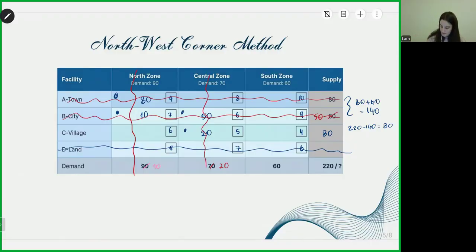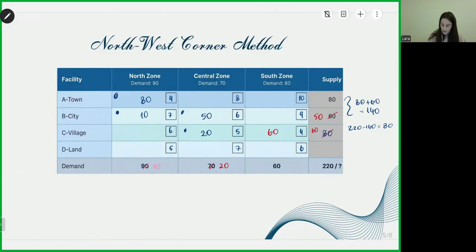Okay, and then I'm going to cross this one out. I have 60 over that I can supply, and that's going to go to the only cell left, the south zone. Okay, so this is how we do the northwest method, but this is not done yet. I have to calculate now the cost, of course. So what is the cost of opening C village with the northwest corner method?